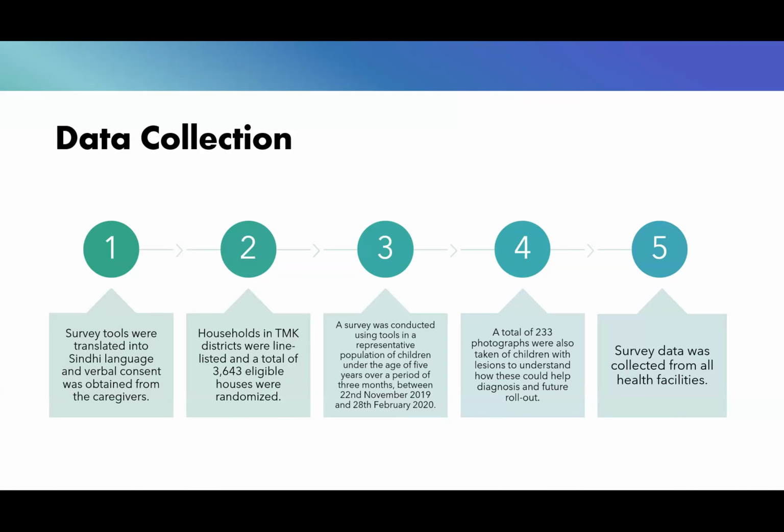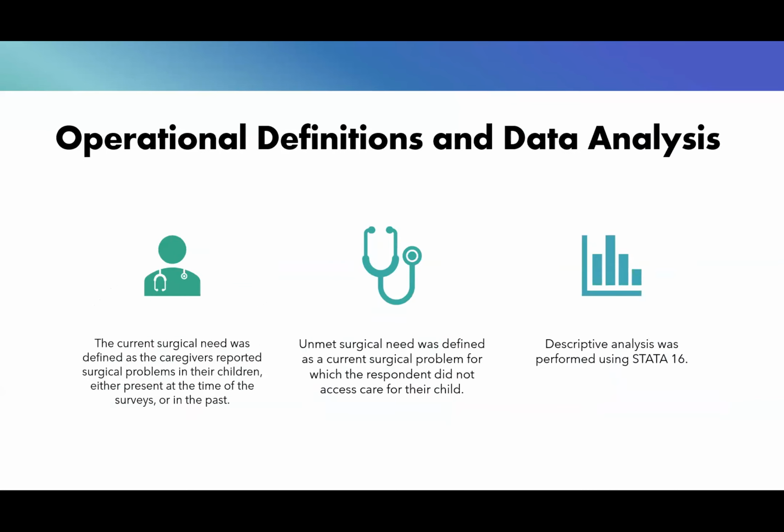A total of 233 photographs of lesions were also taken to understand how these could help diagnosis and future rollout. The survey data was collected from all health facilities as well. Our operational definitions were that current surgical need was defined as a caregiver-reported surgical problem in their children, either present at the time of the survey or in the past. Unmet surgical need was defined as a current surgical problem for which the respondent did not access care for their child. The descriptive analysis was performed using Stata 16.